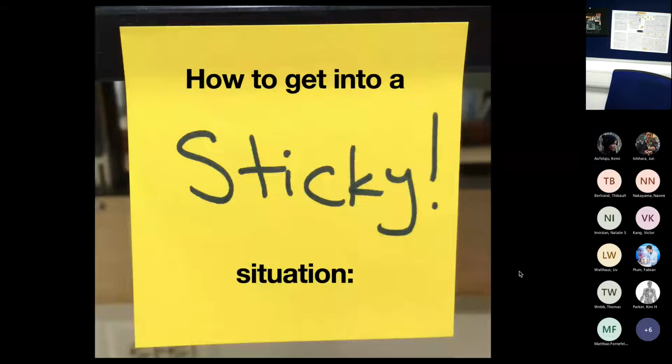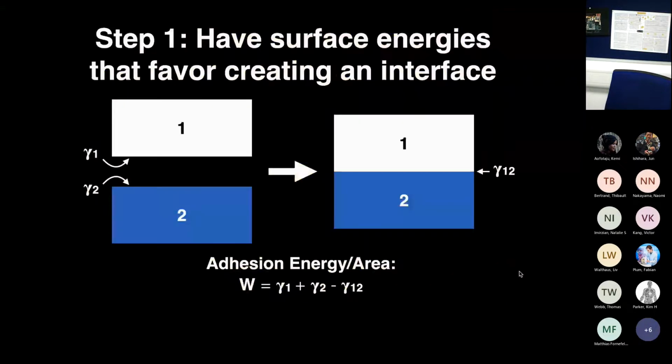Well, that comes down to surface energies again, but from a little bit of a different perspective. So step one is you should have surface energies that favor creating an interface. Now I'm not saying whether I have some material 1, material 2, I'm not saying whether they're a solid or a liquid or whatever. I'm just saying that they have some surface energy, creatively labeled gamma 1 and gamma 2, with respect to air or vacuum or whatever this black void may be.